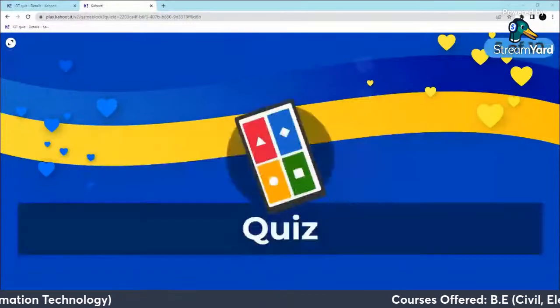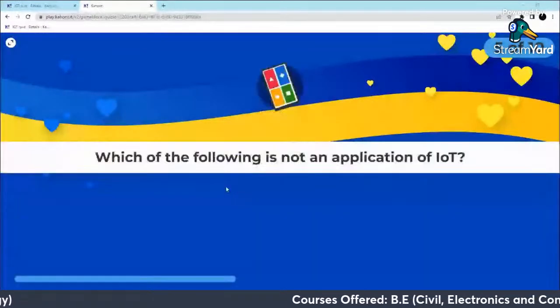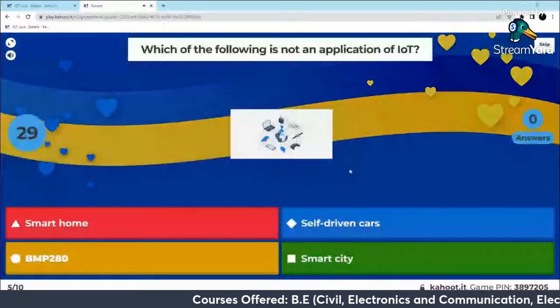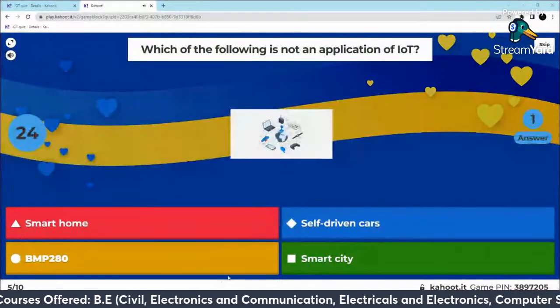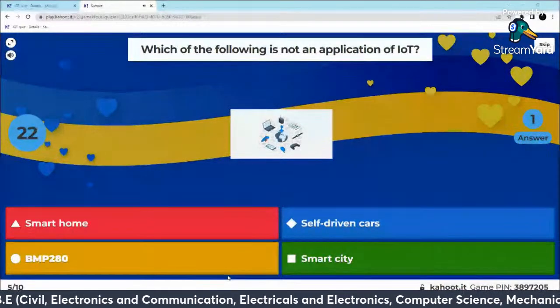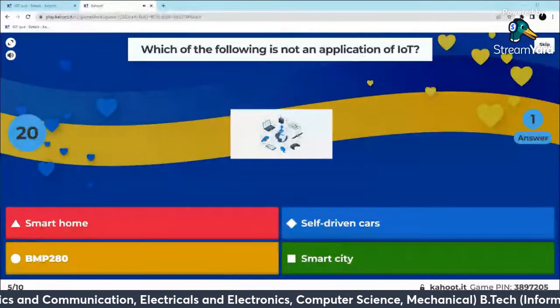Nathan, again Nitin, Raja Vinu, Shalini have constantly been on the top. Moving on, let us see the fifth question. Which of the following is not an application of IoT? Smart home, self-driven cars, BMP 280, smart city. I hope the answer is very clear to you.